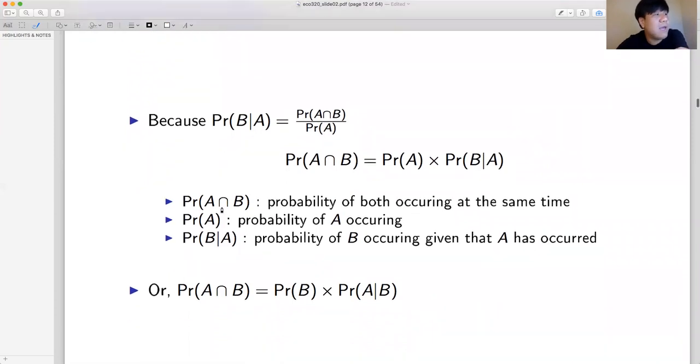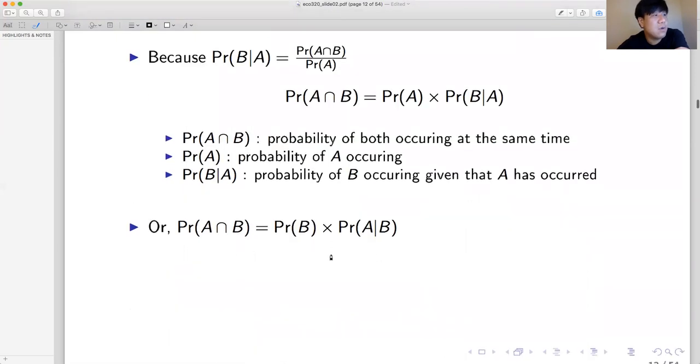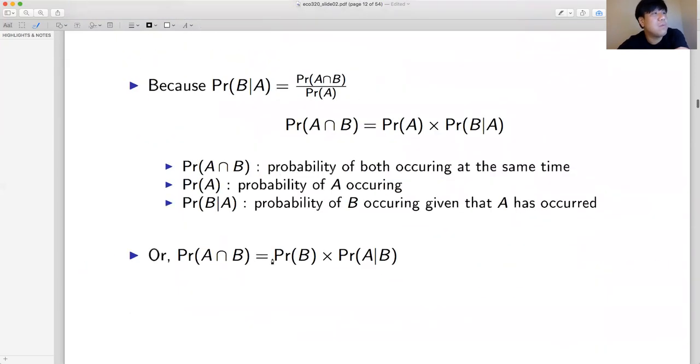So the probability of A intersection B is the probability of both occurring at the same time. That is the intersection. The probability of A was the marginal probability. This is the probability of B given A. That is, given A, what is the probability that B occurs? So that is another formula just from here, right?